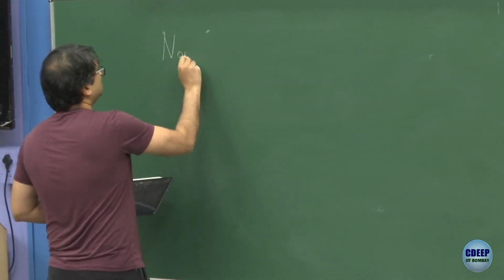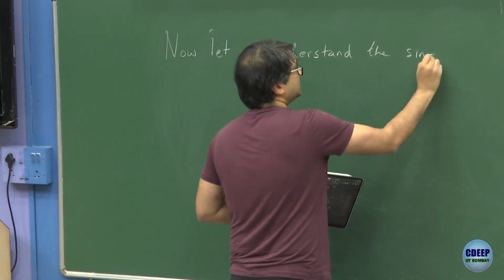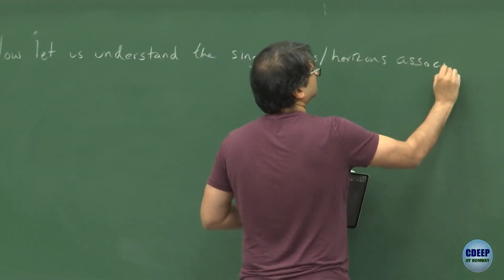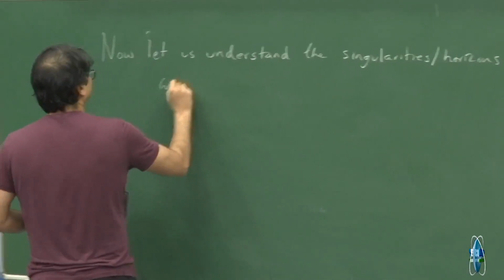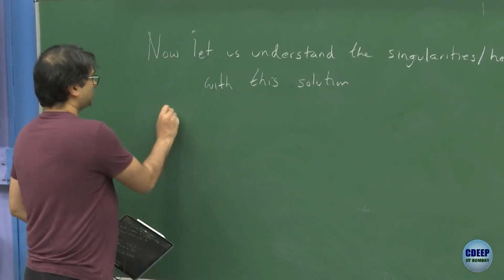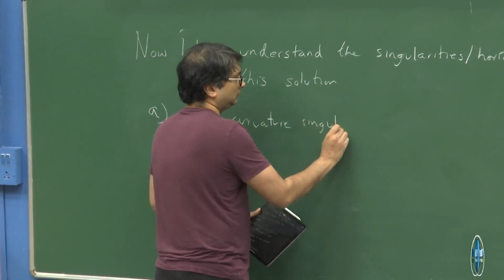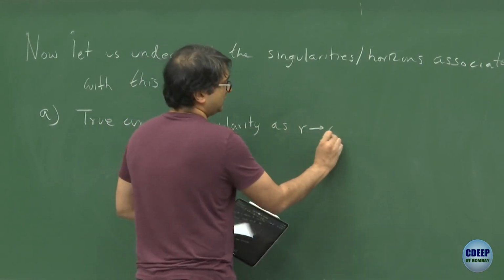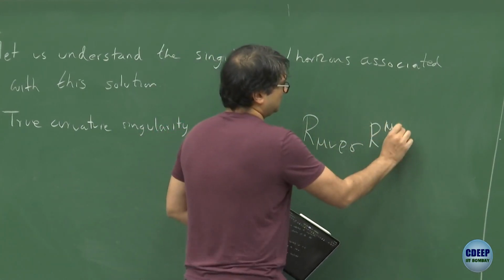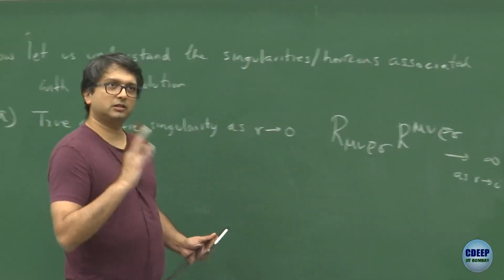So now, let us understand the singularities and horizons associated with the solution. One is that there will be a true curvature singularity as r goes to 0. And the way you can check this is by computing some kind of curvature invariant, like the Kretschmann scalar. And you can see that this quantity will diverge as r goes to 0, just like you do for Schwarzschild.